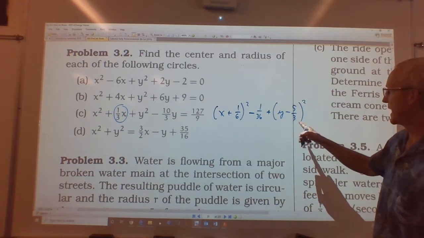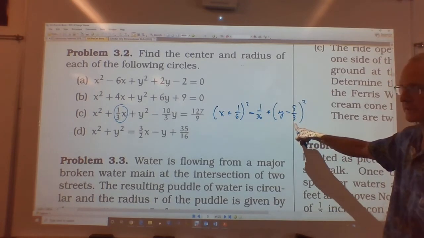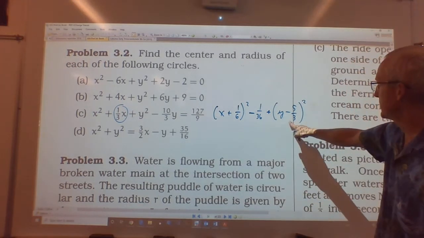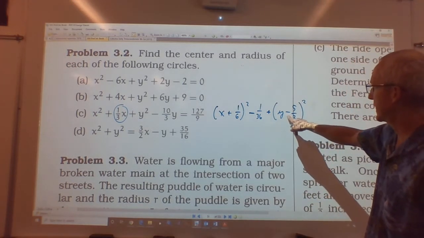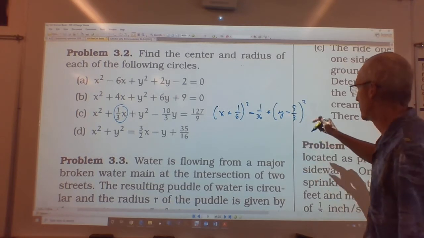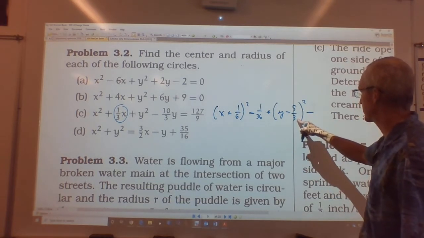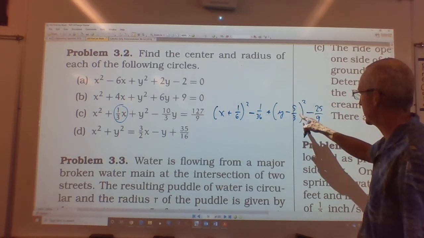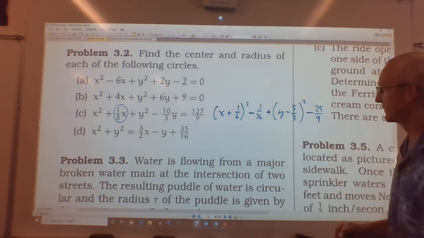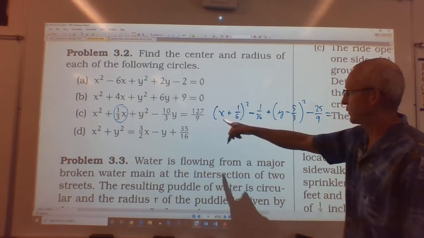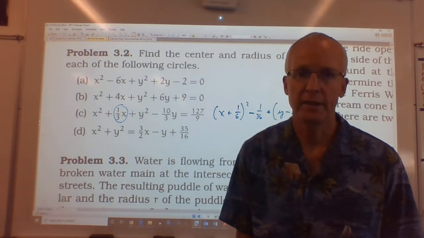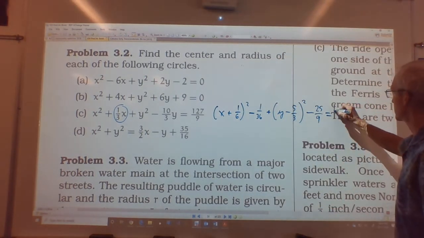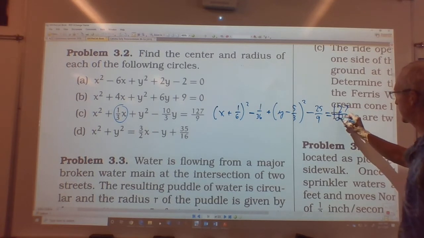Now, as will always happen, we're going to have 5/3 squared, this number squared, too much. It'll always be too much, because this will always be positive. Even if it's negative, a negative times a negative is a positive. So we're going to have to subtract out 5/3 squared, which is 25 over 9, right? 5 squared is 25, 3 squared is 9. And then we can leave the 127 over 9 on the other side, because that's where we're going to put all the solid numbers anyway. So that's equal to 127 divided by 9.